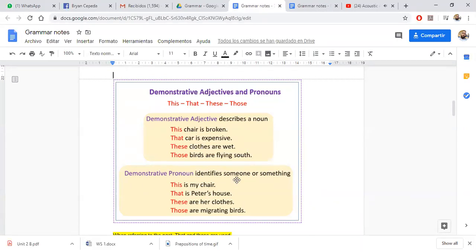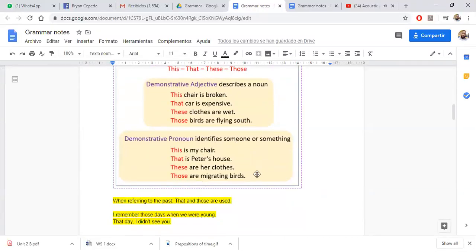A demonstrative pronoun identifies someone or something. For example, this is my chair. That is Peter's house. These are her clothes. Those are migrating birds.